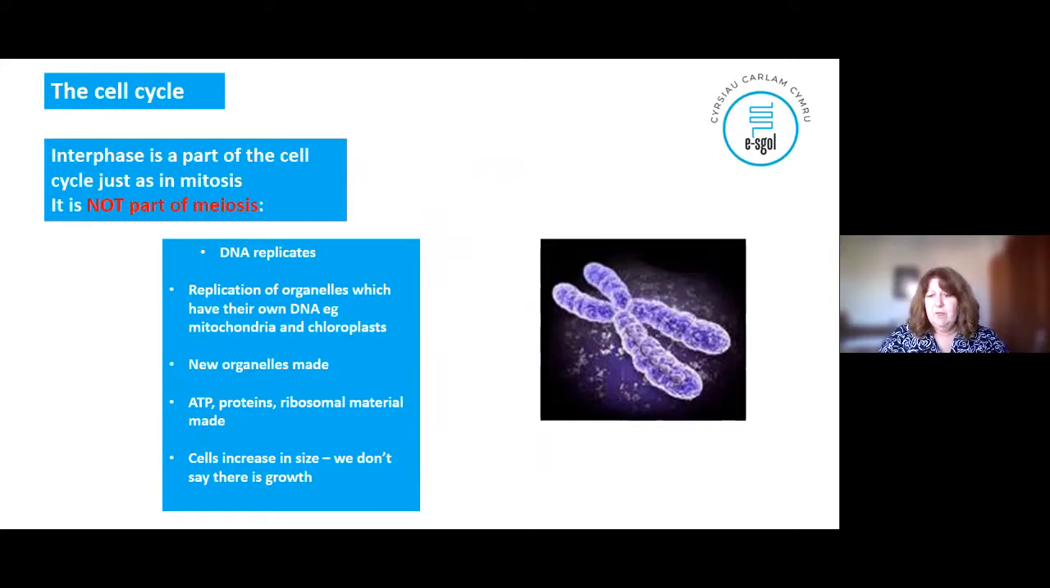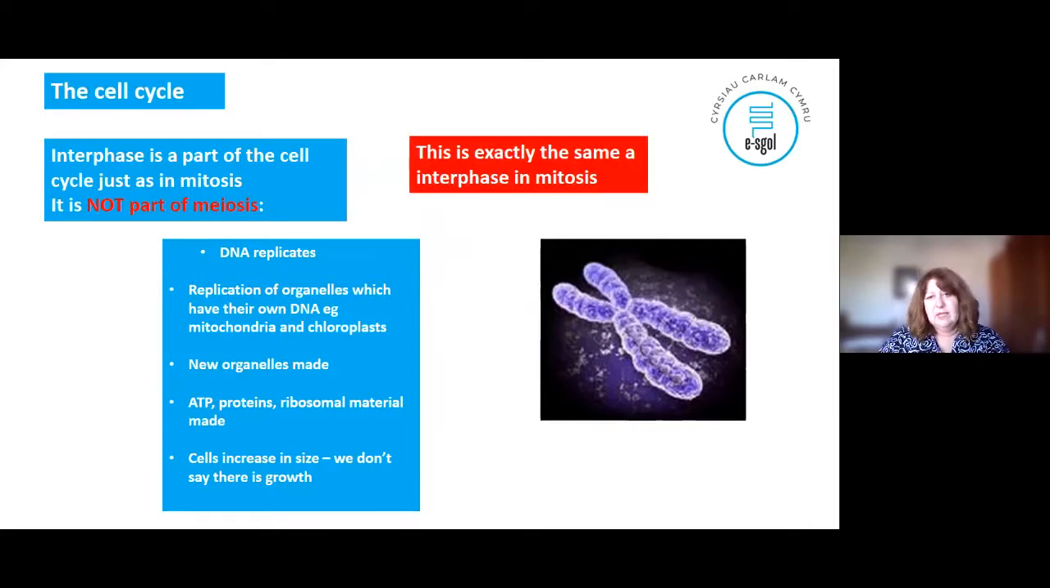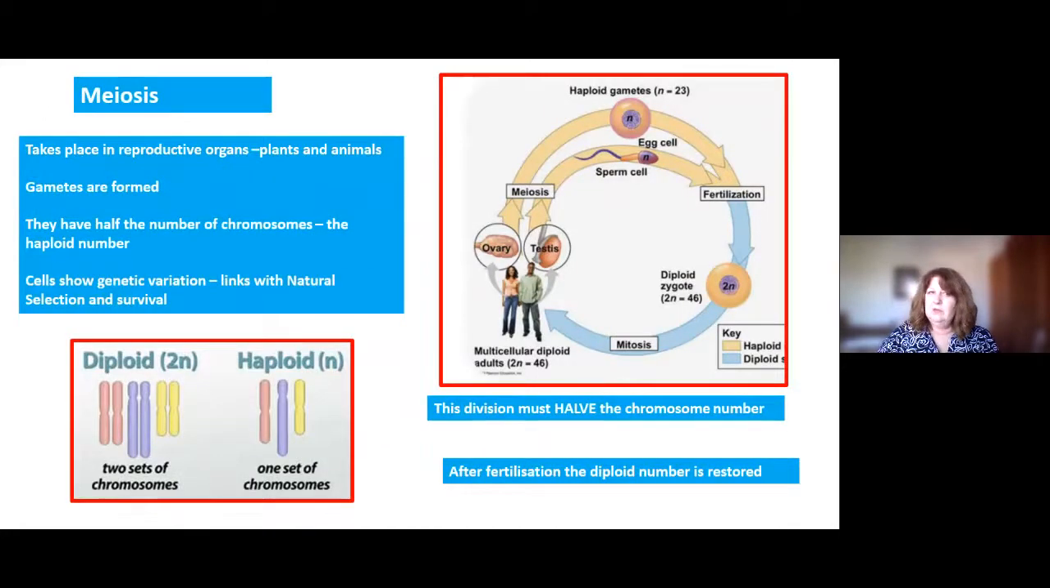During this time we get replication of the organelles, and again we talked last week about how we only refer to organelles replicating if they've got their own DNA, so mitochondria and chloroplasts. We also talk about organelles being made in interphase, and ATP and proteins are made, and ribosomal material, obviously very important for making ribosomes. We say that cells increase in size, but we don't say growth in interphase, because growth implies one cell makes two, two makes four, etc. So that's interphase, exactly the same as in mitosis.